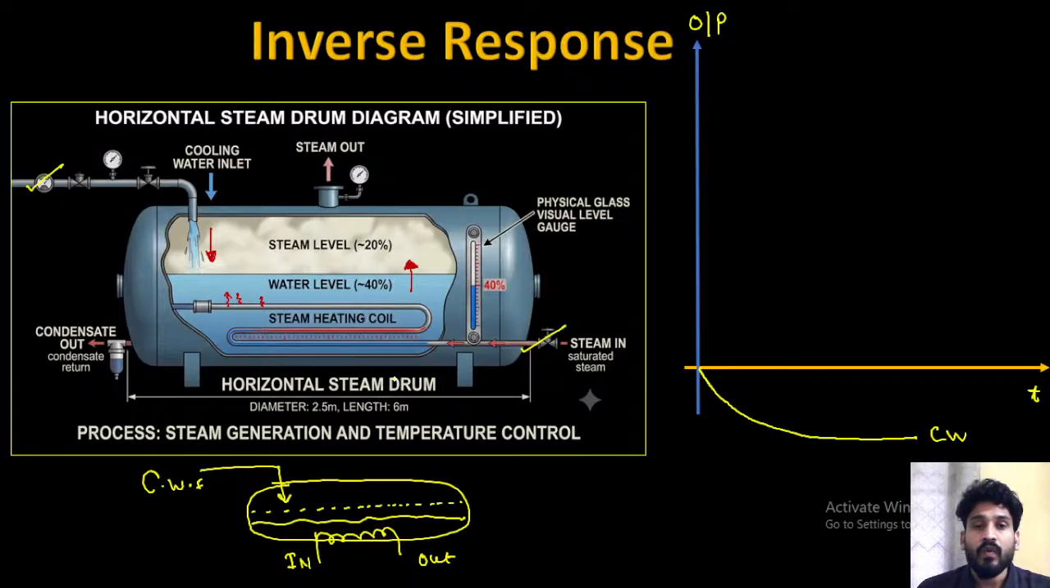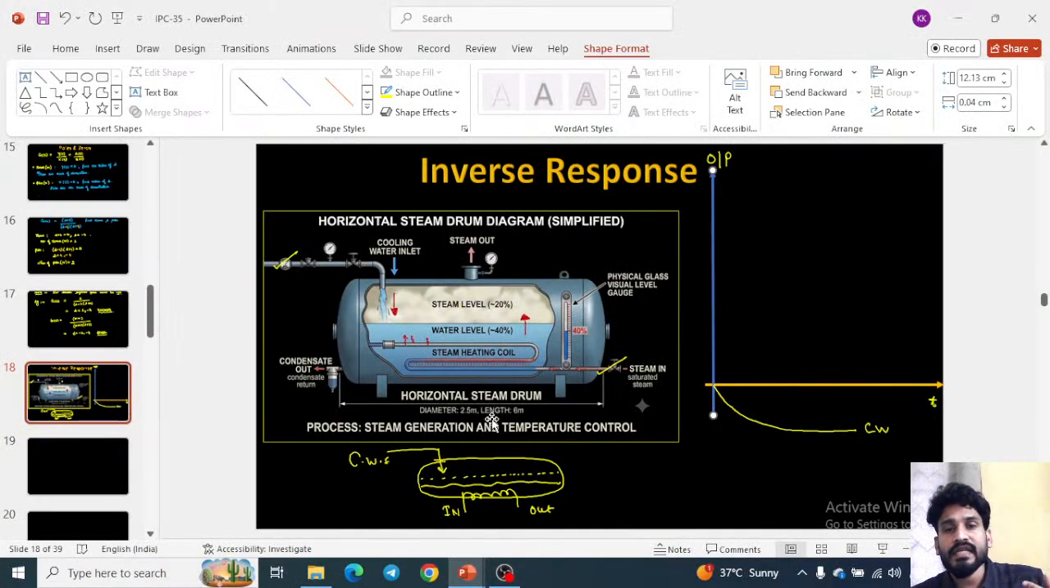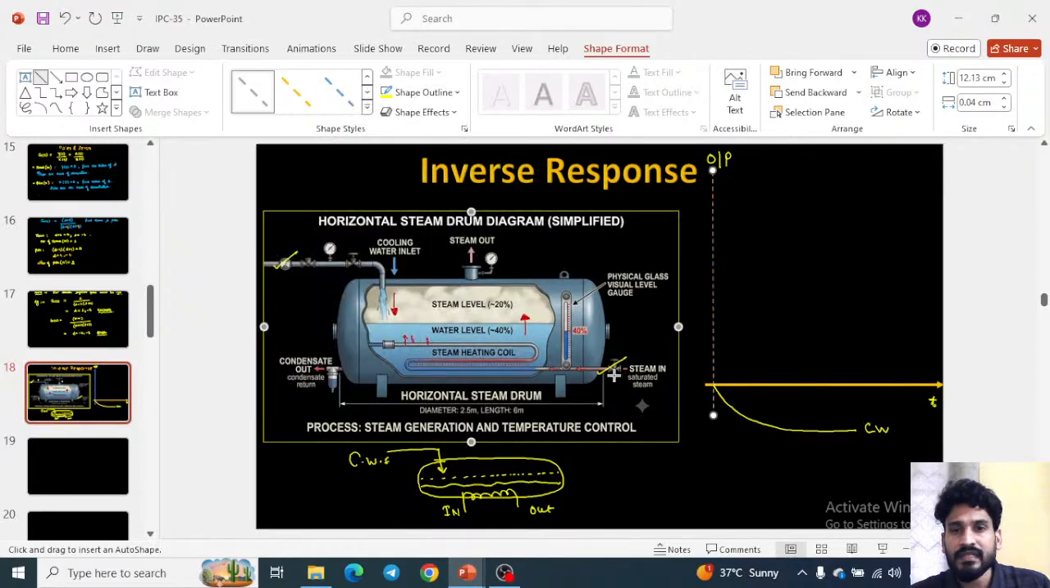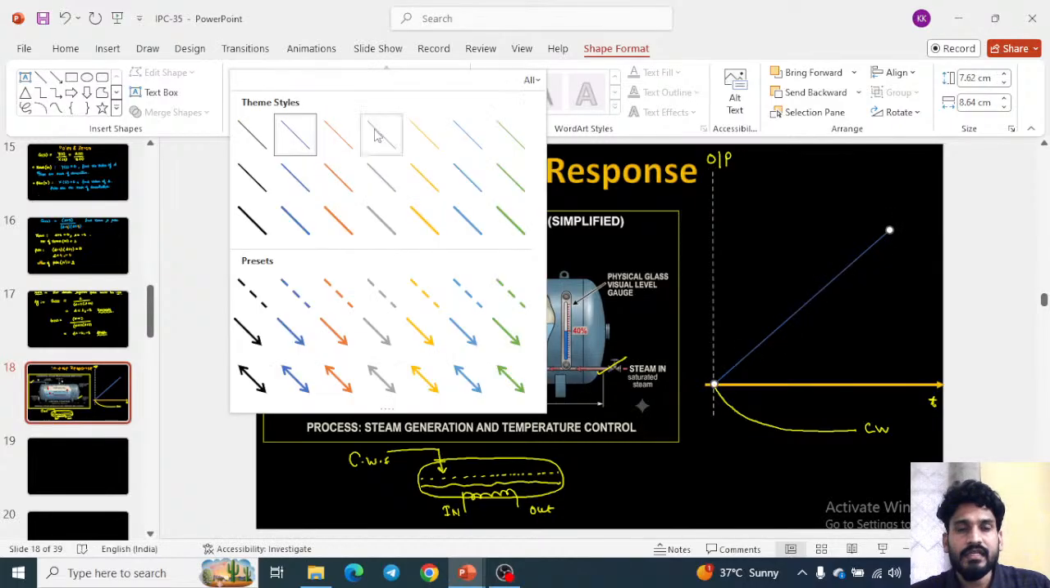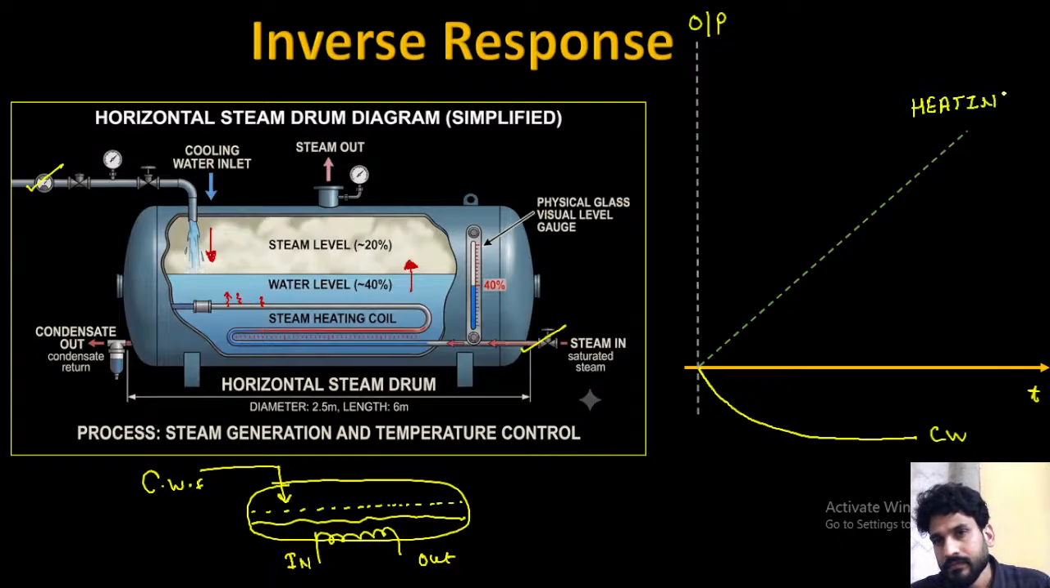It is clear? What is the effect of this steam heat coil? The steam heat coil function is to increase the level of the steam continuously. It basically increases the steam level. It is clear? So this is basically continuously increasing the steam level, representing the heating. These are the separate effects of these two streams.